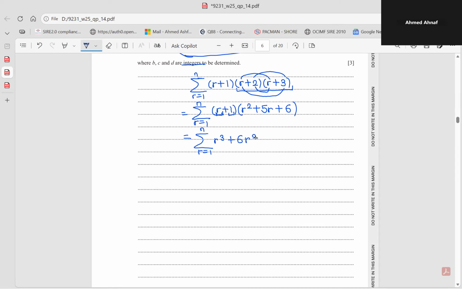For the linear term r, we have to multiply with 6, so that gives us 6r. And for 1, we multiply with 5r, which just gives us 5r. So 6r plus 5r, that's 11r. And the constant term, we just have to multiply 1 with 6. We can't multiply r with anything to get a constant term. So that's just 1 times 6, which gives us 6. So this is where the most crucial part begins.